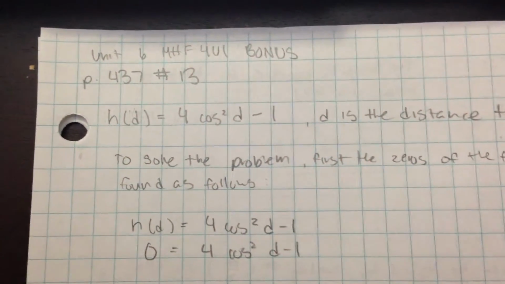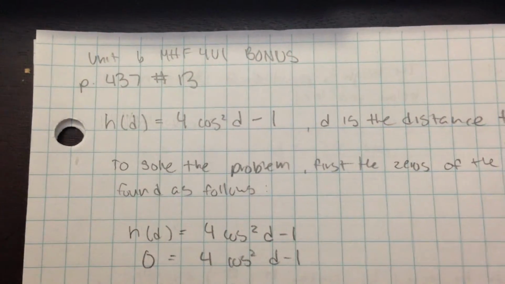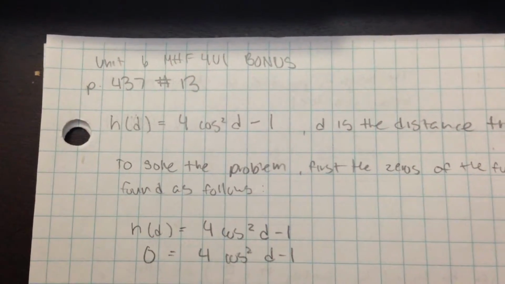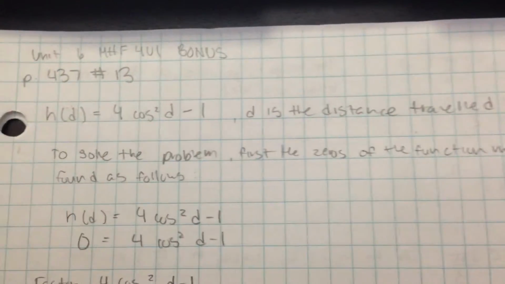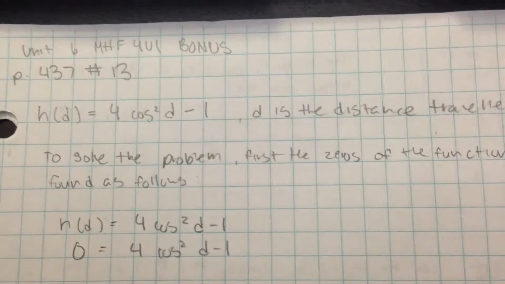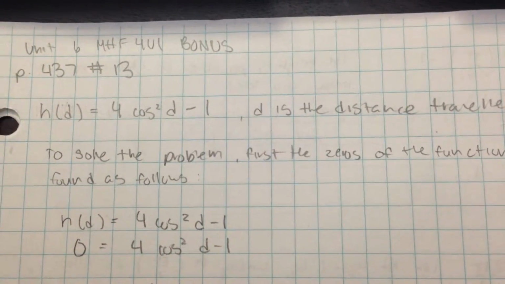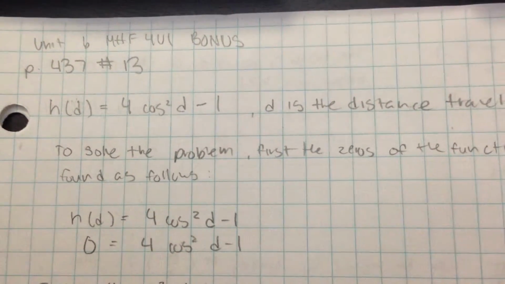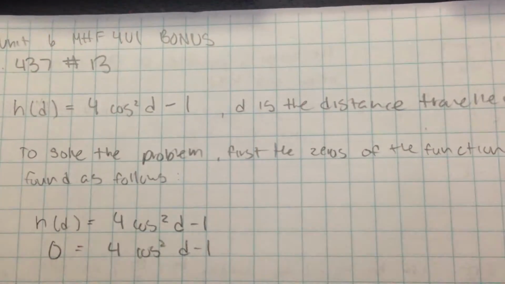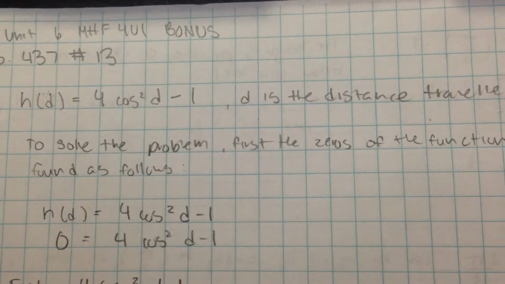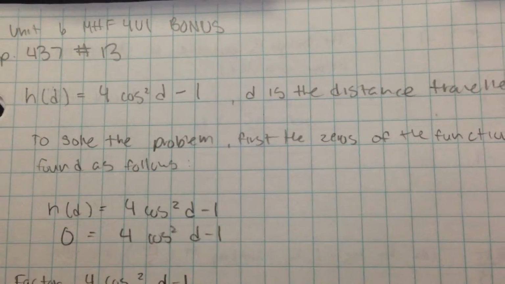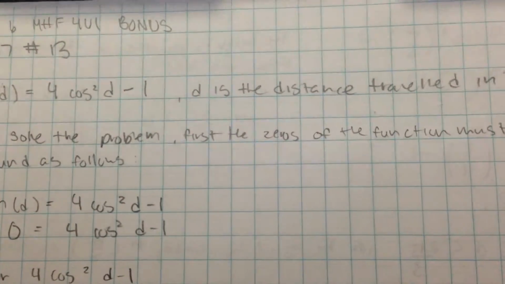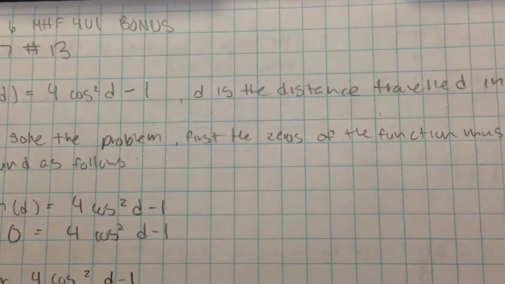So today I'll be covering a question from the Advanced Functions textbook, page 437, number 13. The question is, Natasha is a marathon runner and she likes to train on a 2 pi kilometer stretch of rolling hills. The height in kilometers of the hills above sea level relative to her home can be modeled by the function h of d equals 4 cosine squared d minus 1, where d is the distance traveled in kilometers.